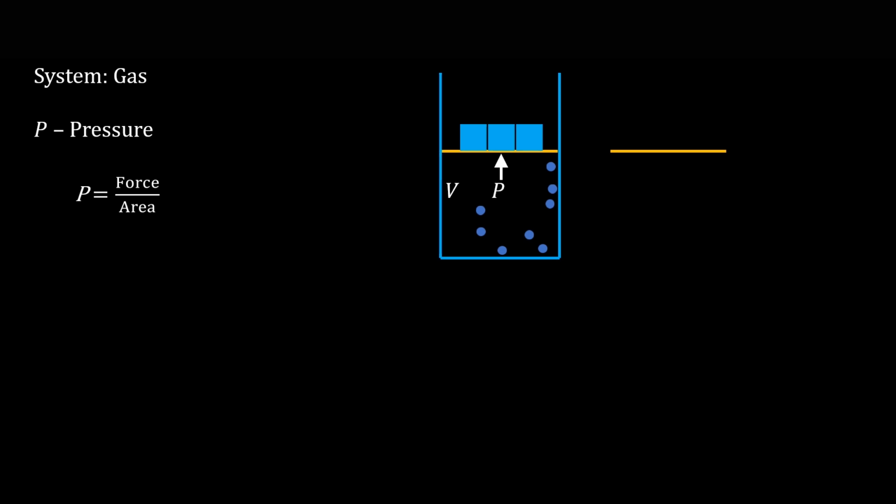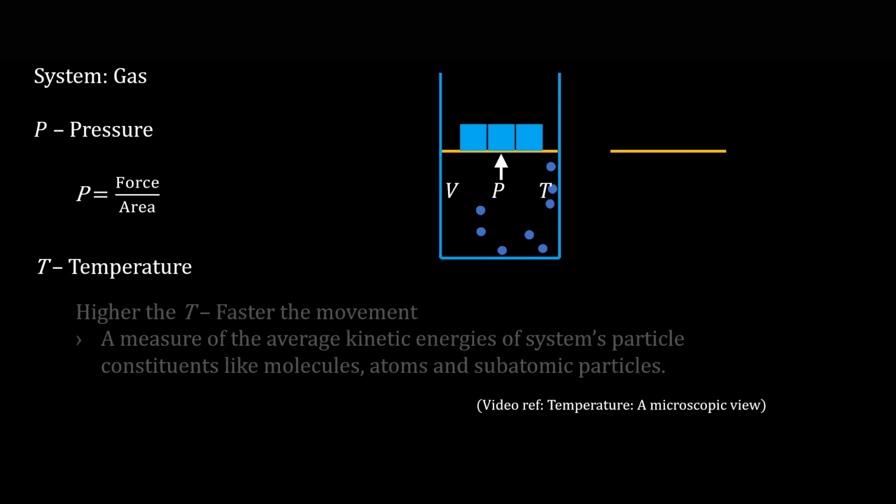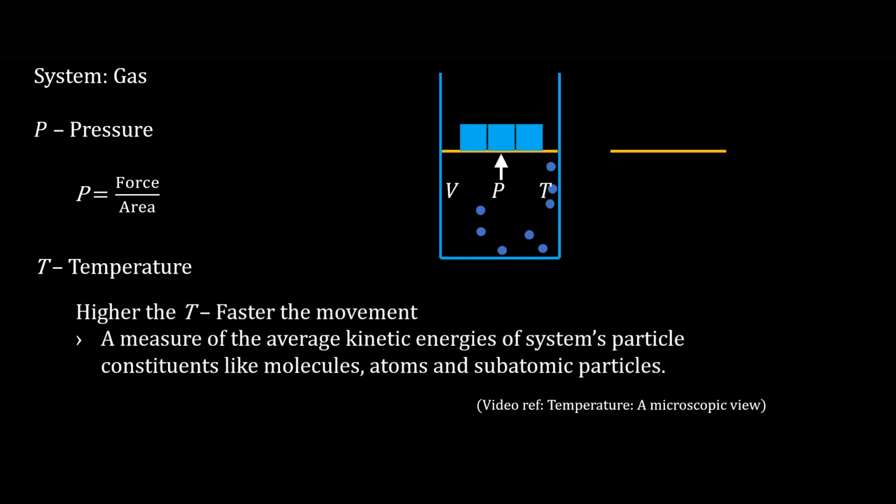Let's see about temperature. There is a dedicated video for microscopic interpretation of temperature in this series. Here we will have a small remark. The higher the temperature, the faster the movement of atoms. That means kinetic energy is higher. Temperature is defined like this. It is a measure of average kinetic energies of systems' particle constituents, like molecules, atoms, and subatomic particles. To put it simply, it is a measure of average kinetic energy of the particles.